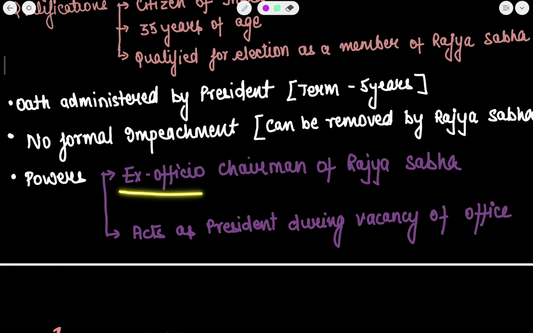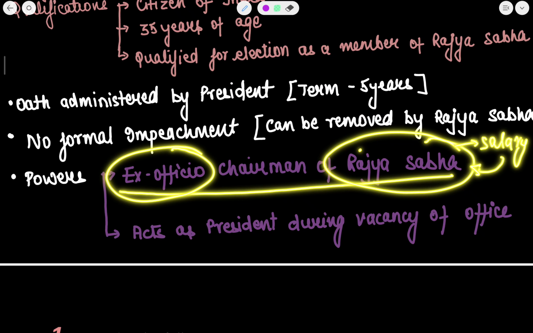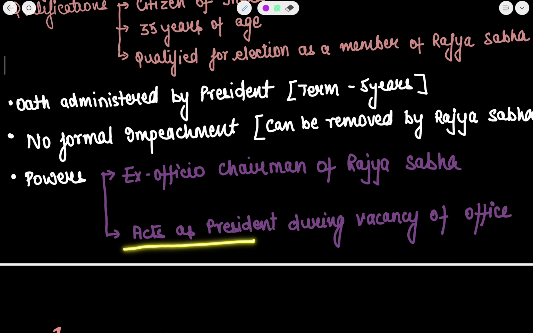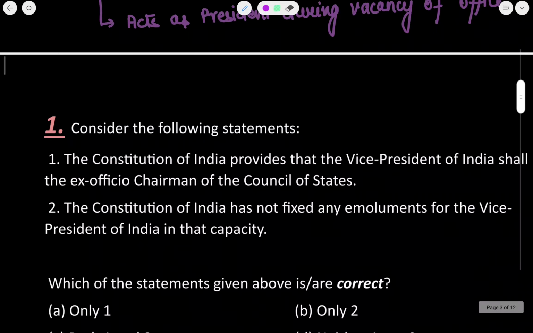He acts as the ex officio chairman of Rajya Sabha, and इसी से आप ये समझ लो that the salary given to the vice president is in lieu of being the ex officio chairman of Rajya Sabha. ठीक है, no special provision is there in the constitution to give a separate salary to the vice president. He earns his salary as the ex officio chairman of Rajya Sabha. And secondly, he or she acts as the president during the vacancy of the office. I hope the things are clear now.